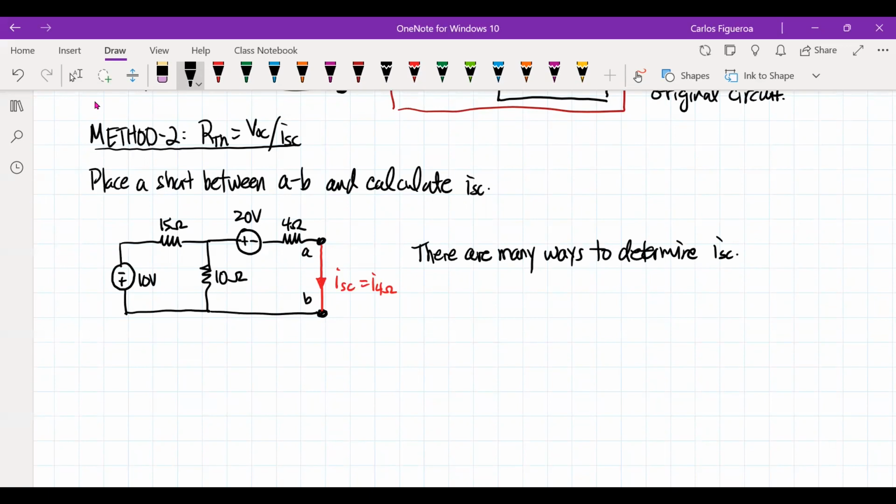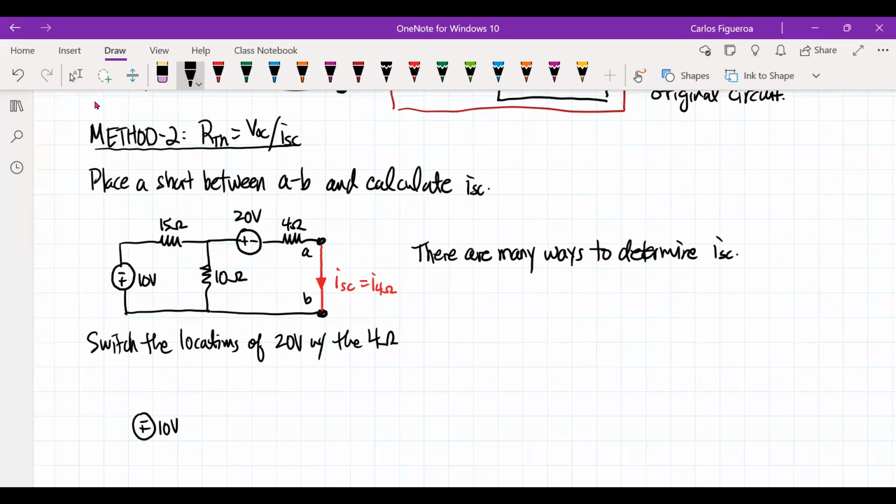Now, the thing that sticks out the most to me is that I would switch the 20 and the 4 ohm so that the 20 is now connected to this bottom line that I'm going to define as the ground. So in other words, I would switch the locations of the 20 volt with the 4 ohm. So if I do that, here's what I get.